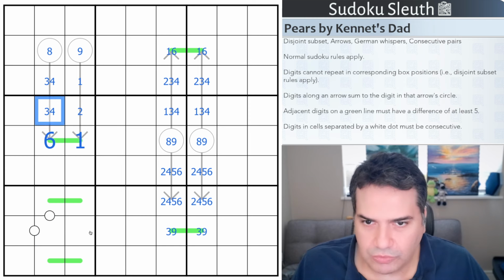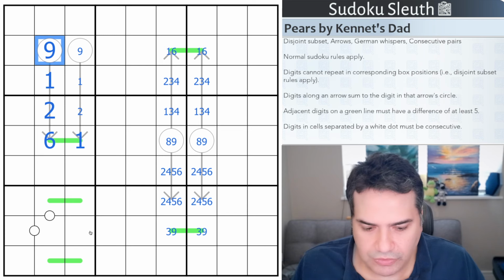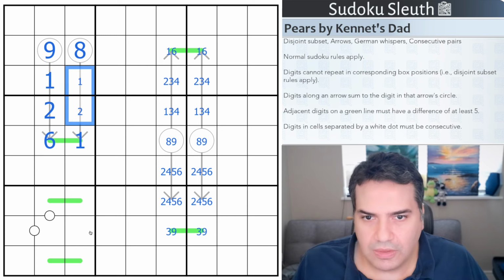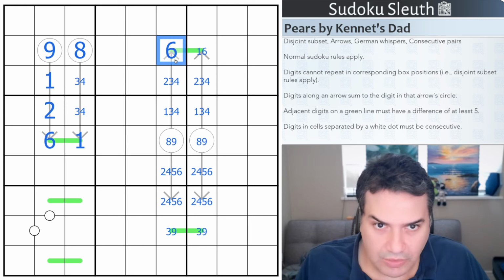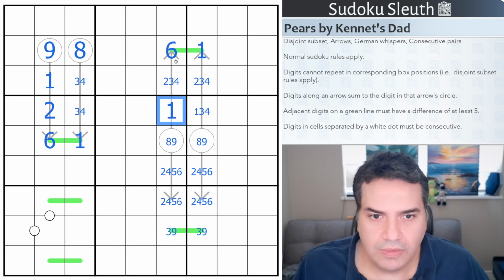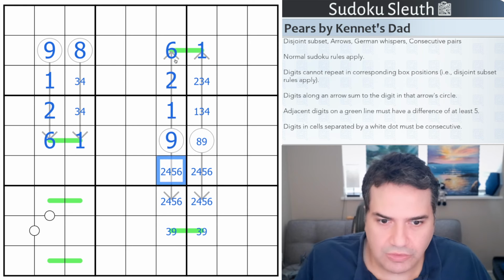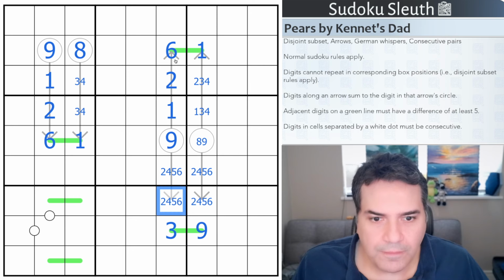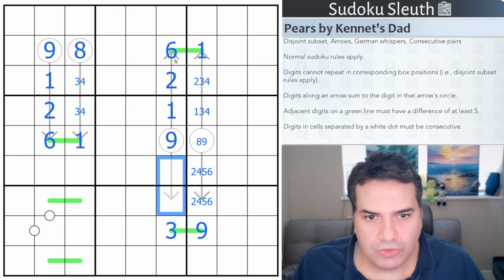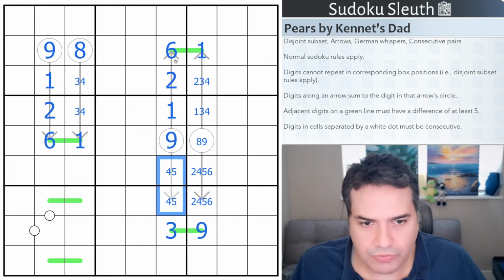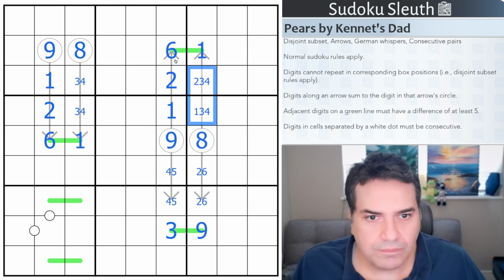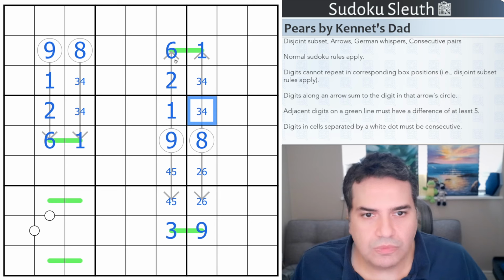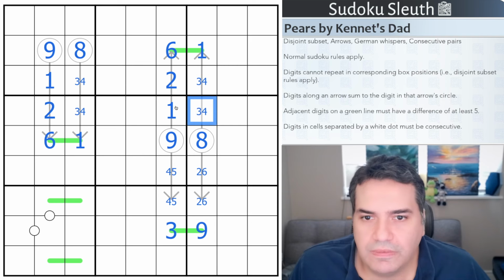This is 6, this is 1, this is 2, this is 1, this is 9, this is 8. And these are 3 4s. And then remember, this cell with a disjoint set tells me that's the other way around. That's 6, that's 1. Therefore, that's 1, that's 2, that's 9, that's 3, that's 9. These need to add up to 9, and it's not 1, 2, or 3, it's 4, 5. This is 2, 6, this is an 8. This is not 1 or 2, this is a 3, 4 pair.